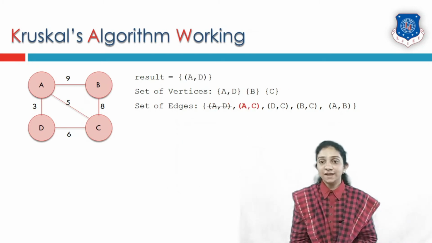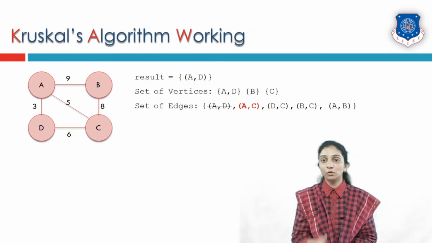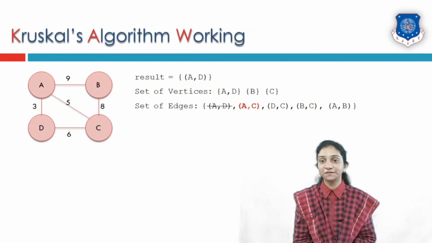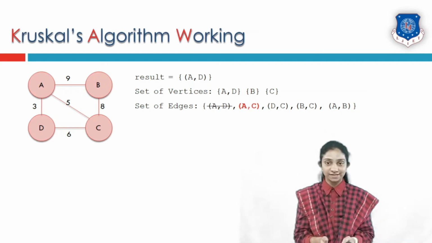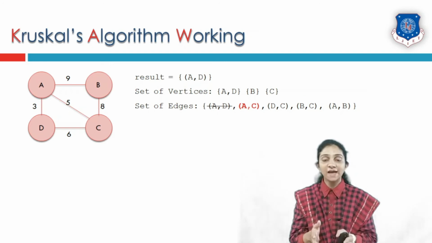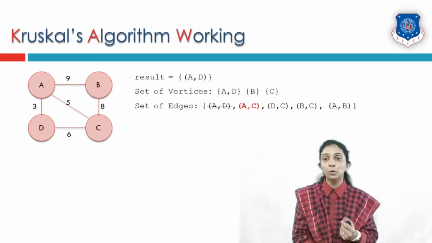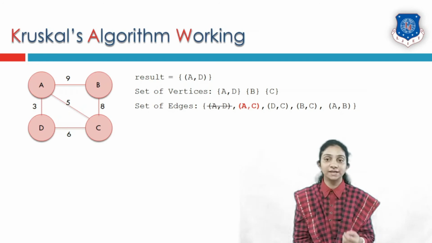As you can see, now my result set contains only one edge, that is A, D. And my set of vertices contains only 3 sets, where the first set has 2 vertices, A and D. Another set contains only one vertex, that is B, and the third set contains again only one vertex, that is vertex C.